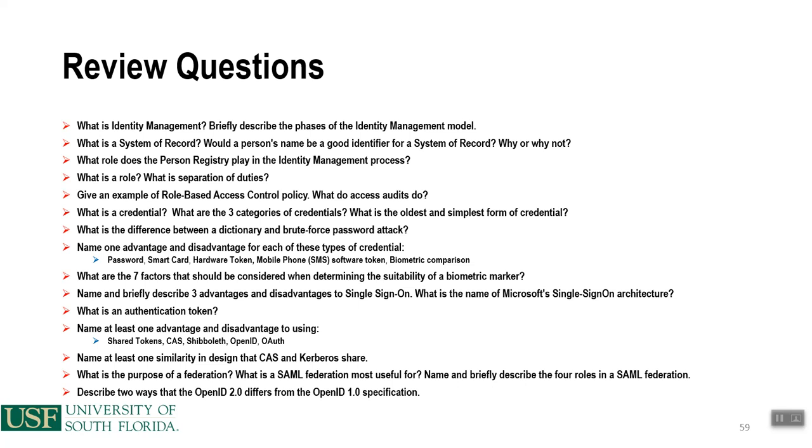So what we covered in today's lecture, we talked a lot about identity management. We talked about the different types of roles and separation of duties. We talked about access control: who do we want to get access to what, and that type of thing. We talked about credentials. What are the different types of credentials? Something that you know, something that you are, something that you have, and so on. We talked about the different ways that passwords can get breached. We talked about the different factors for biometric markers, single sign-on, authentication, federation, and all these types of things.